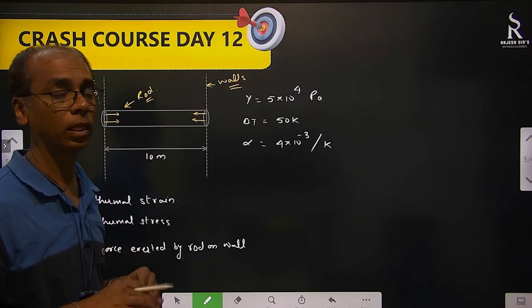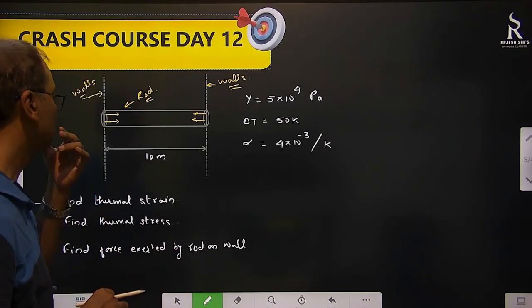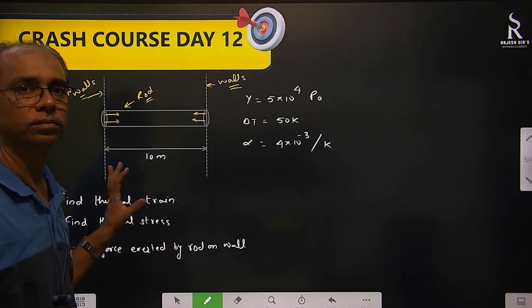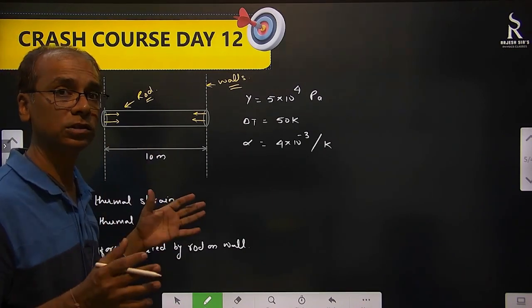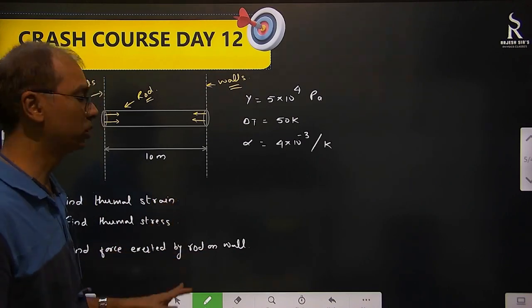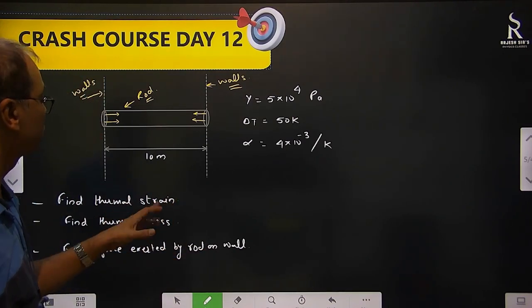Okay, no stress then. Right? So no stress, so no strain, nothing. This entire thing will come only when you are opposing its change in length. Then only this concept will come. So remember, thermal stress, thermal strain first.